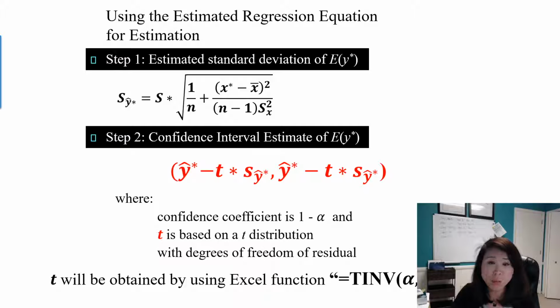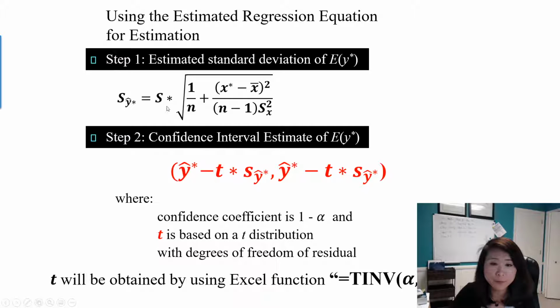Step number one, we need to calculate the estimated standard deviation. The estimated standard deviation equals s, the standard error. In computer skill 4, we will learn how to find this value from the Excel output. So make sure you watch computer skill 4, the next video following this video, because that one literally tells you where to find s.